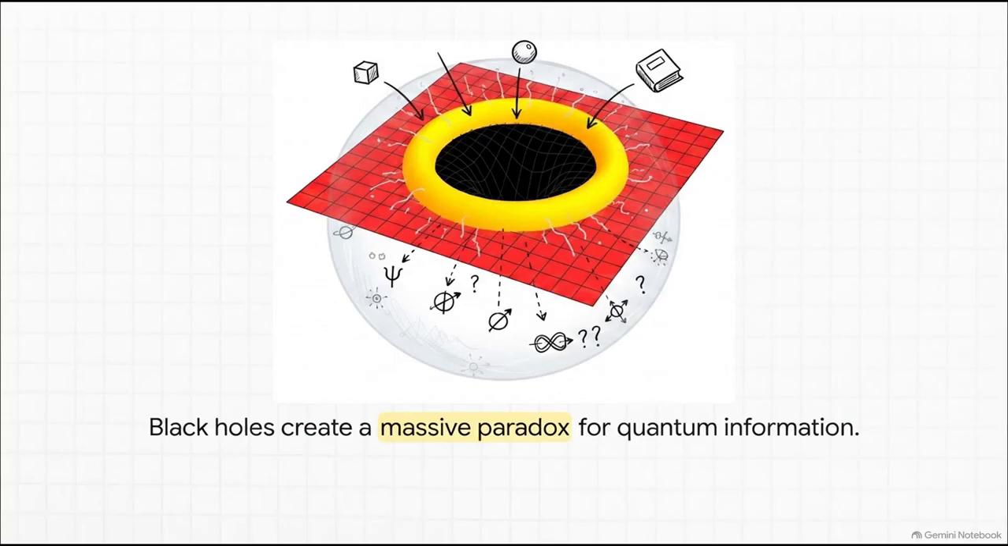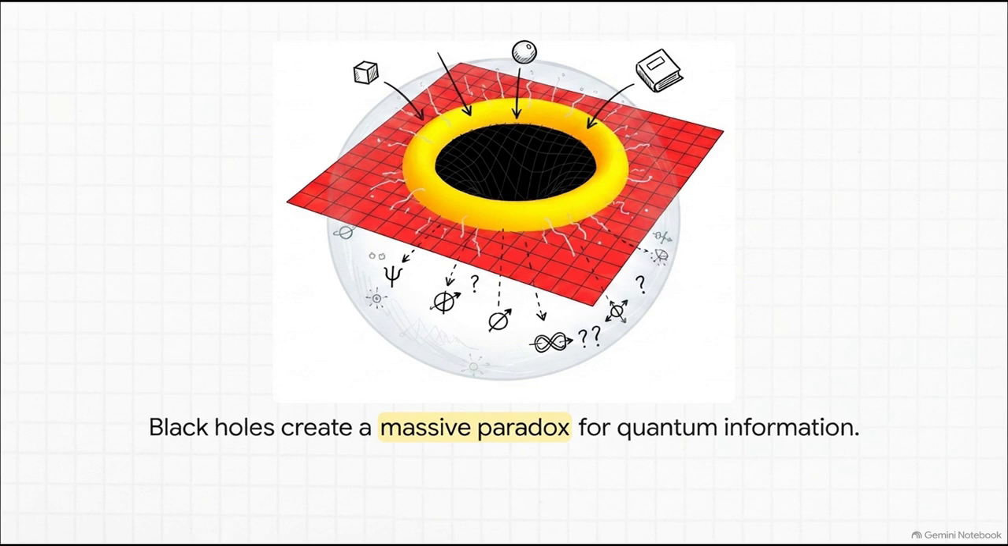Okay, so the very first clue in our mystery starts in arguably the most extreme environment in the universe, a black hole. When matter falls into that massive gravitational well, it seems like it just disappears from our observable universe, right? But back in the 70s, Stephen Hawking realized that black holes aren't completely black. They eventually radiate energy away. And this creates a massive paradox.